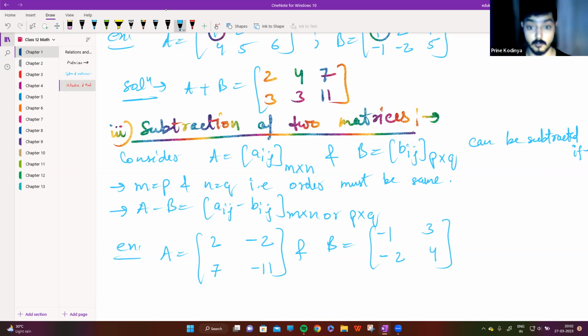So A minus B, and now I want to calculate A minus B. How do I calculate A minus B? Very simple. If A and B have the same order, then only I can find out A minus B. Yes, they have the same order. In this case, this must be 2 minus minus 1. A minus B will be 2. First element is 2, this first element is minus 1, so first minus first will be 3. Minus 2 minus 3 is minus 5. 9 minus 15. So that is how we can subtract and add two matrices. Very simple. Just their order has to be the same, and add or subtract the corresponding elements.